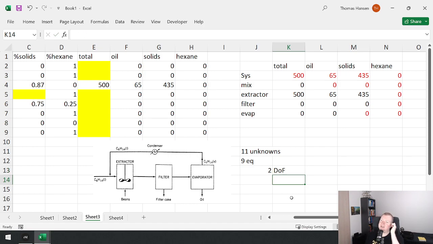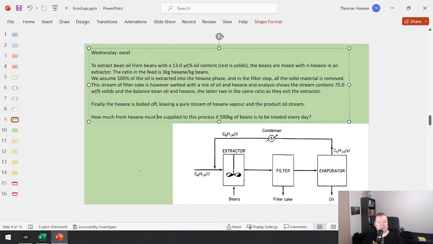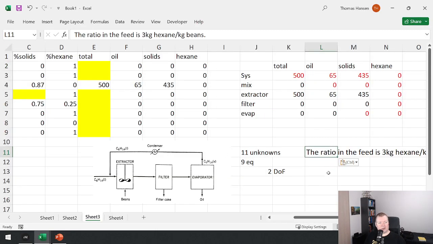I need to find some extra information. So I go back to the description and I say, okay, what information have I not used? Well, for instance, I know that the ratio in the feed to the extractor here is 3 kilograms of hexane for every kilogram of beans. So let's try and see if we can put this into an equation. So that's going to be my bonus 1. So how do we do this?